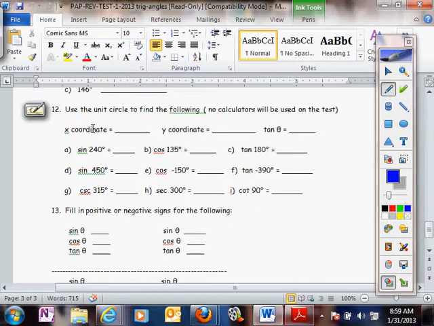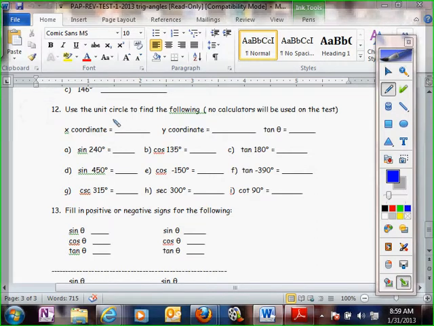Use the unit circle. Number 12. You will be able to use your unit circle on your test tomorrow. The x-coordinate is cosine theta. The y-coordinate is sine theta. And tangent is sine theta divided by cosine theta. And so these are easy. You go around the unit circle. You find the angle 240 degrees, and the y value that's associated with that is sine theta. Just like we've been doing.